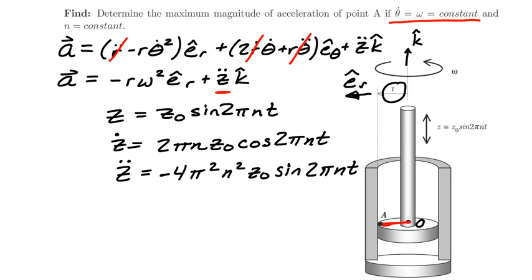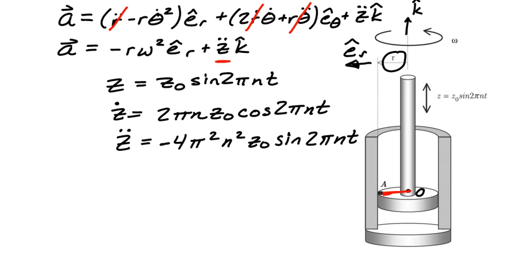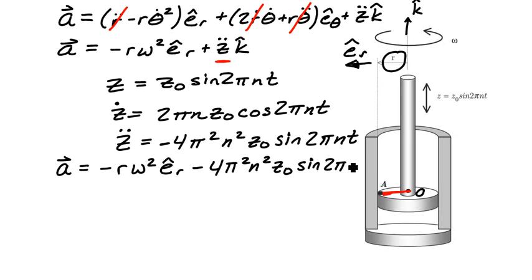If I substitute this back into my expression for acceleration, what I'm going to have is that the acceleration of point A is equal to minus r omega squared in the E sub r minus 4 pi squared n squared z naught times the sine of 2 times pi times n times t.